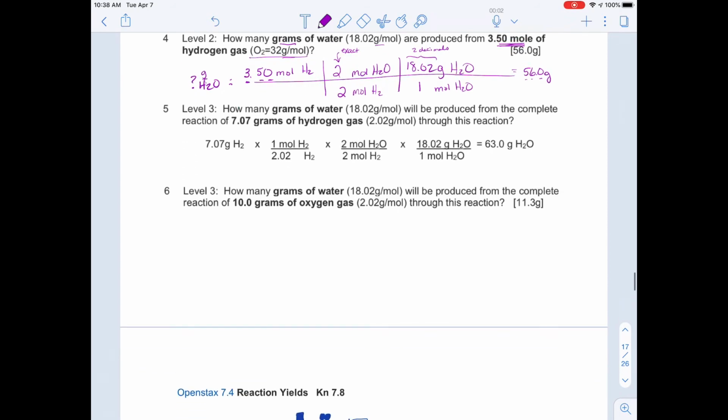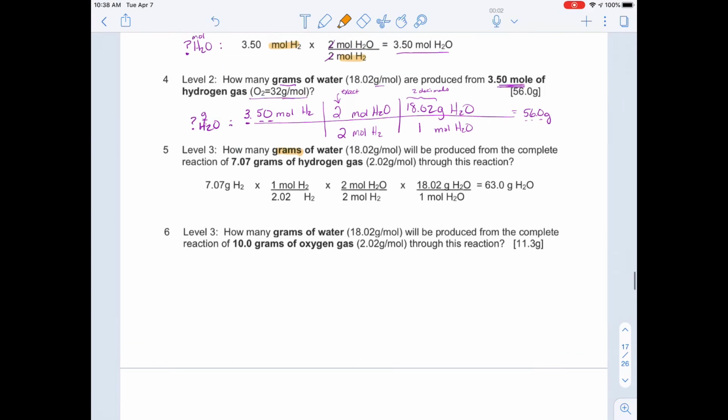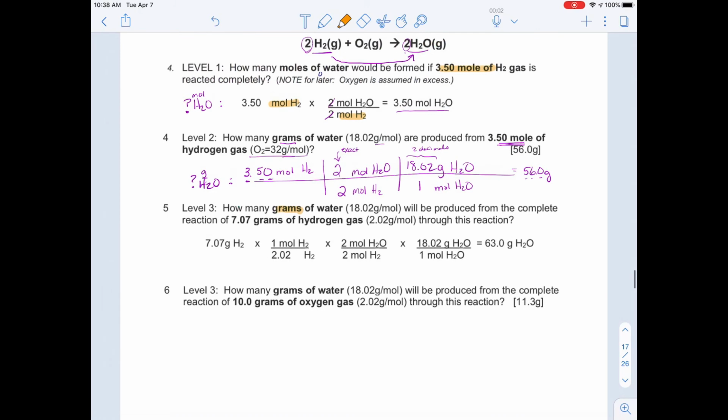All right, next problem. So now this one is asking for grams of water, and this is very typical for what you're going to need to be able to do in the problems and in the lab. How many grams of water will produce from the complete reaction of these grams of hydrogen gas? We still need that reaction up there. So this is the only number that has a unit that's not paired with something else. These units are paired together, so you don't want to start with something that has a paired together unit.